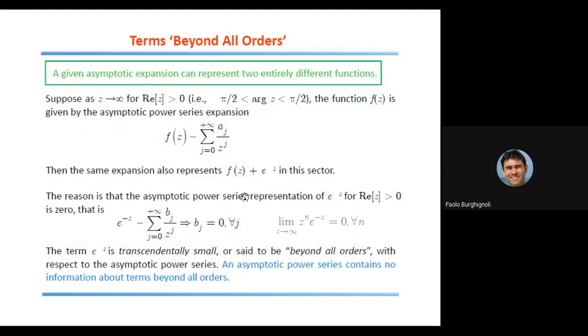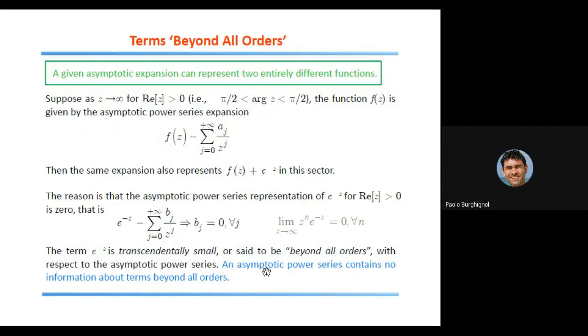This is because the exponential e^(-z) converges to 0 on the right half plane of the complex plane, and it does so more rapidly than any inverse power. So basically, the exponential wins over any power of z, as you of course know, and therefore we say that this exponential e^(-z) is transcendentally small with respect to all the terms in the asymptotic sequence. Or, as they also say, it's a term beyond all orders with respect to that asymptotic power series.